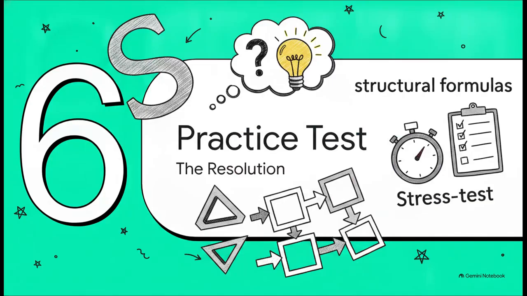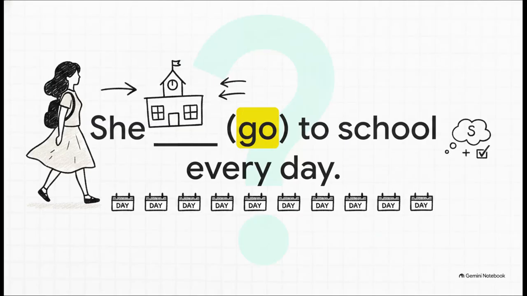And finally, Section 6. Put it into practice. The resolution. It's time to stress test everything you've learned today. Here's your very first test. She blank to school every day. And your base verb is go. Apply the rules we literally just talked about. Is the subject singular or plural? Does the verb need an S? Try to say the answer out loud right now before I reveal the solution.